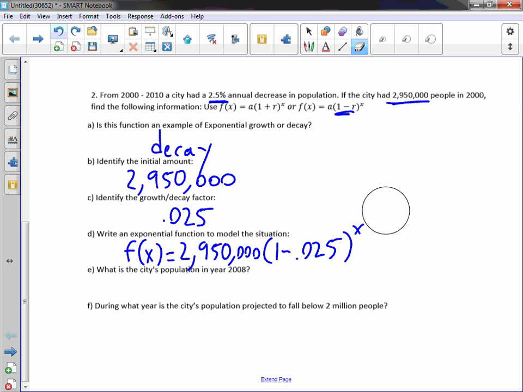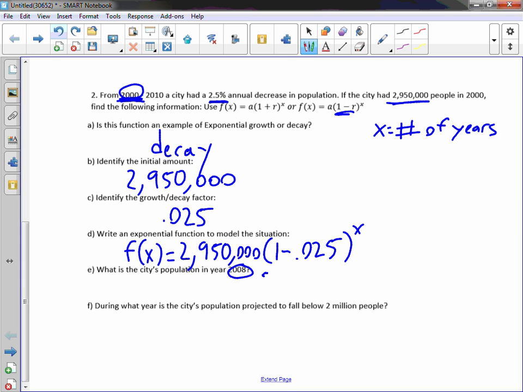What we need to do is, notice we start in the year 2000, and then x represents the number of years. So to get from the year 2000 to 2008, we've only gone 8 years. So that's what we plug in for x. We'll plug this whole equation into the calculator.